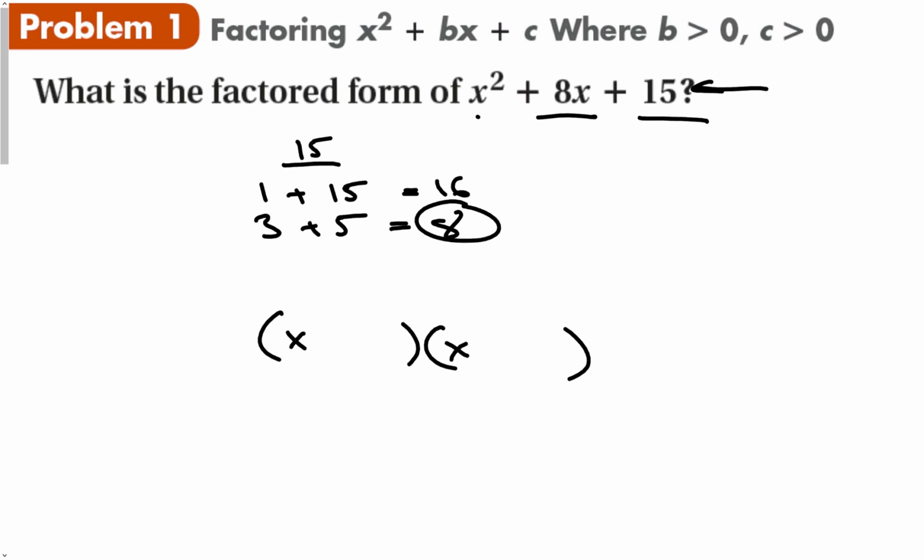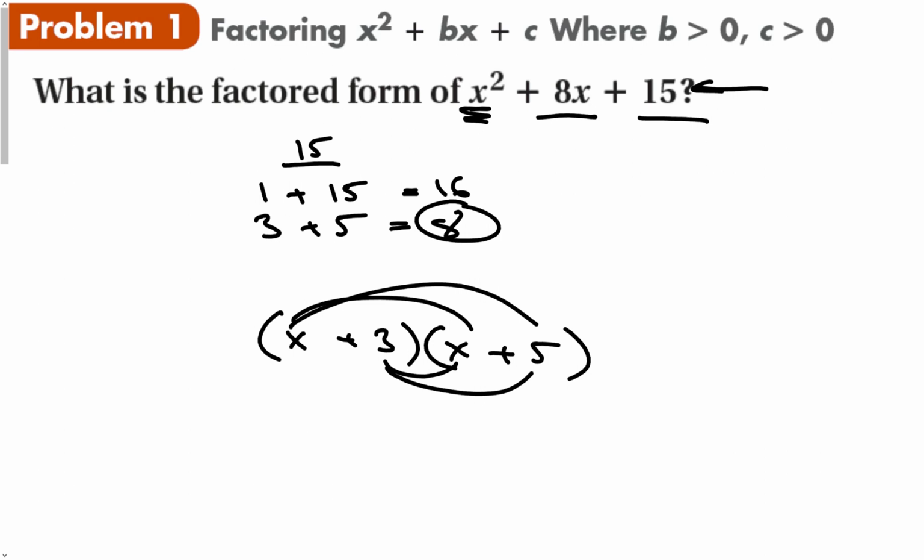Now, this section is called factoring x squared plus bx plus c. So in this case, we're not going to put a number in the front yet until next section. But for now, let's keep it a little bit easier and just focus on when these two things are just going to be x, because x times x is x squared. Now, plus 3, plus 5. Let's check this. X squared plus 5x plus 3x plus 15. And the 5x and the 3x combine to give me 8x.